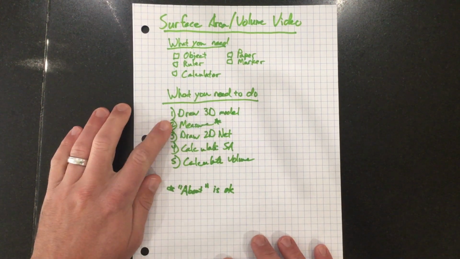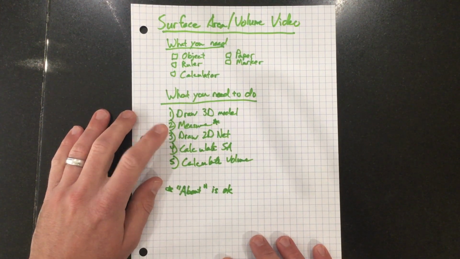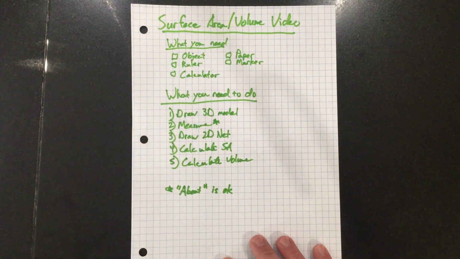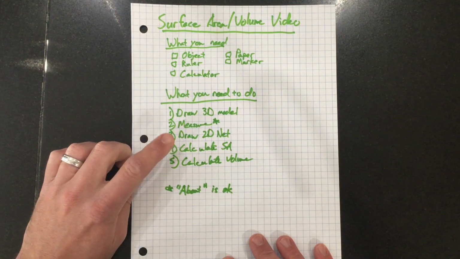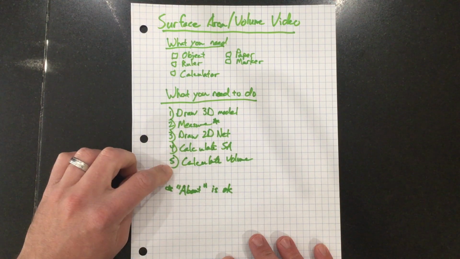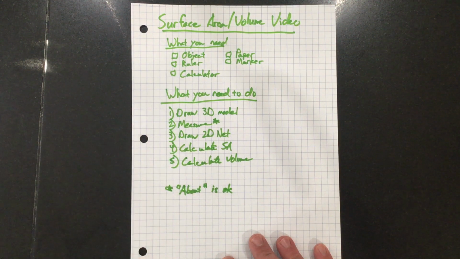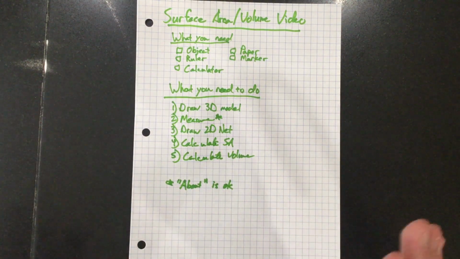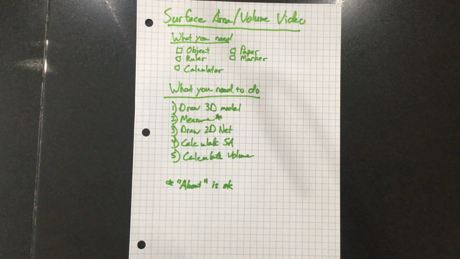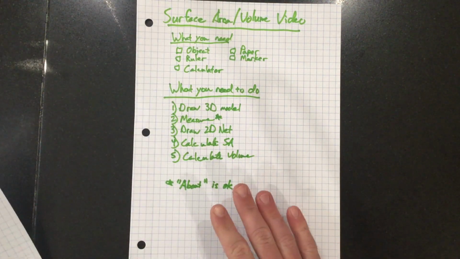Then, after you've measured it, I want you to draw the 2D shape, the net of what the 3D object looks like in 2D. Finally, you'll use that to calculate surface area and then calculate the volume. So those are the instructions. If you think you've got a good grasp on it, you can pause and stop watching this video right now and you can work on making your own. Right now, I'm going to walk through this process so you can see what it looks like.